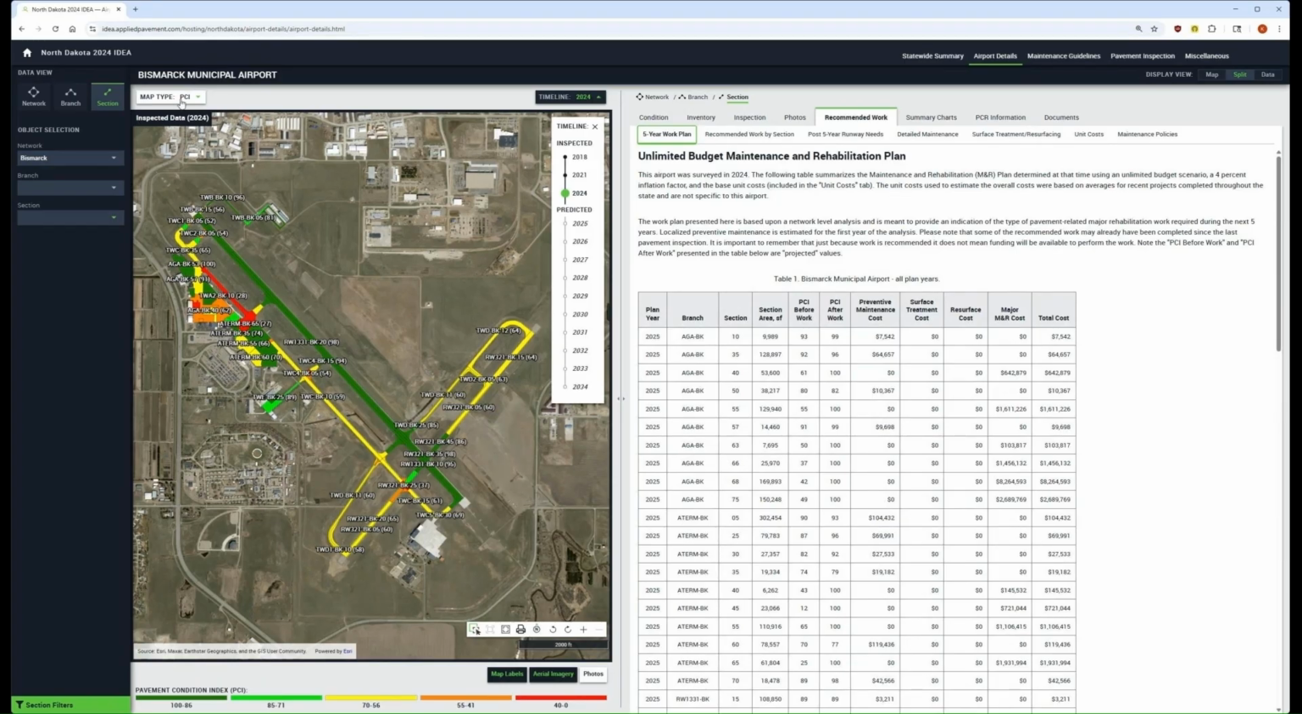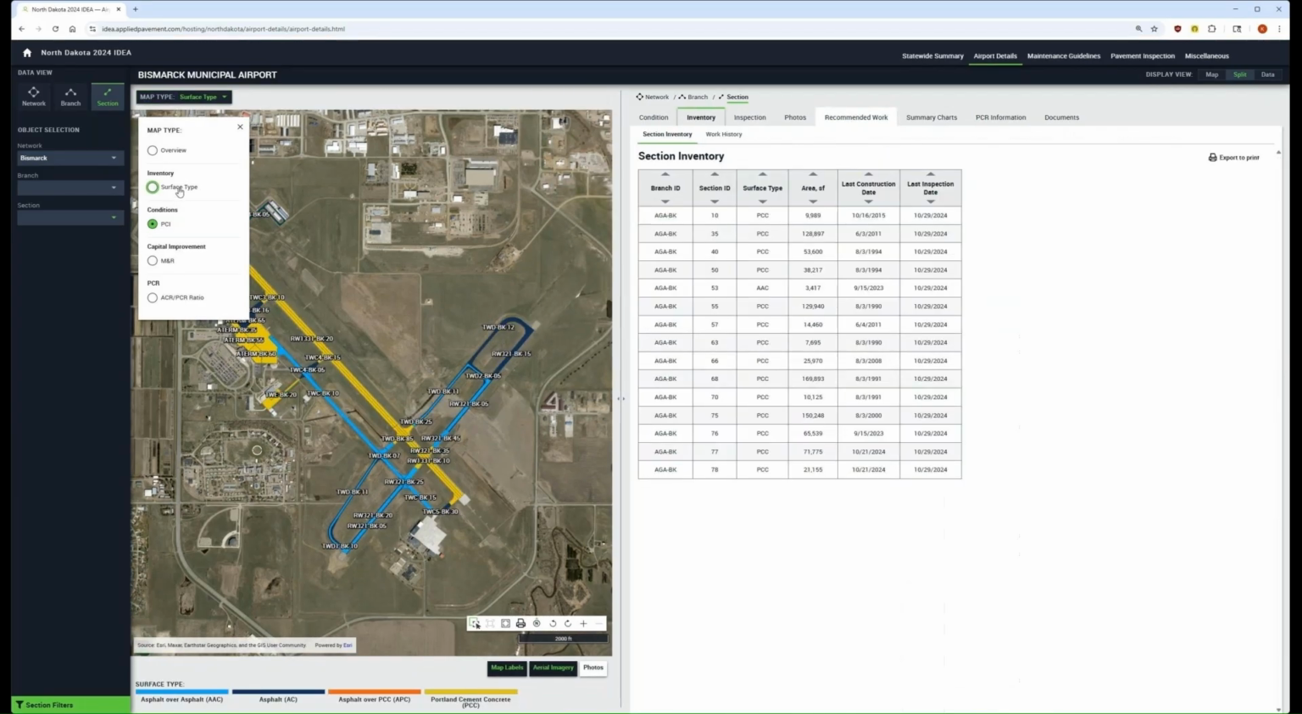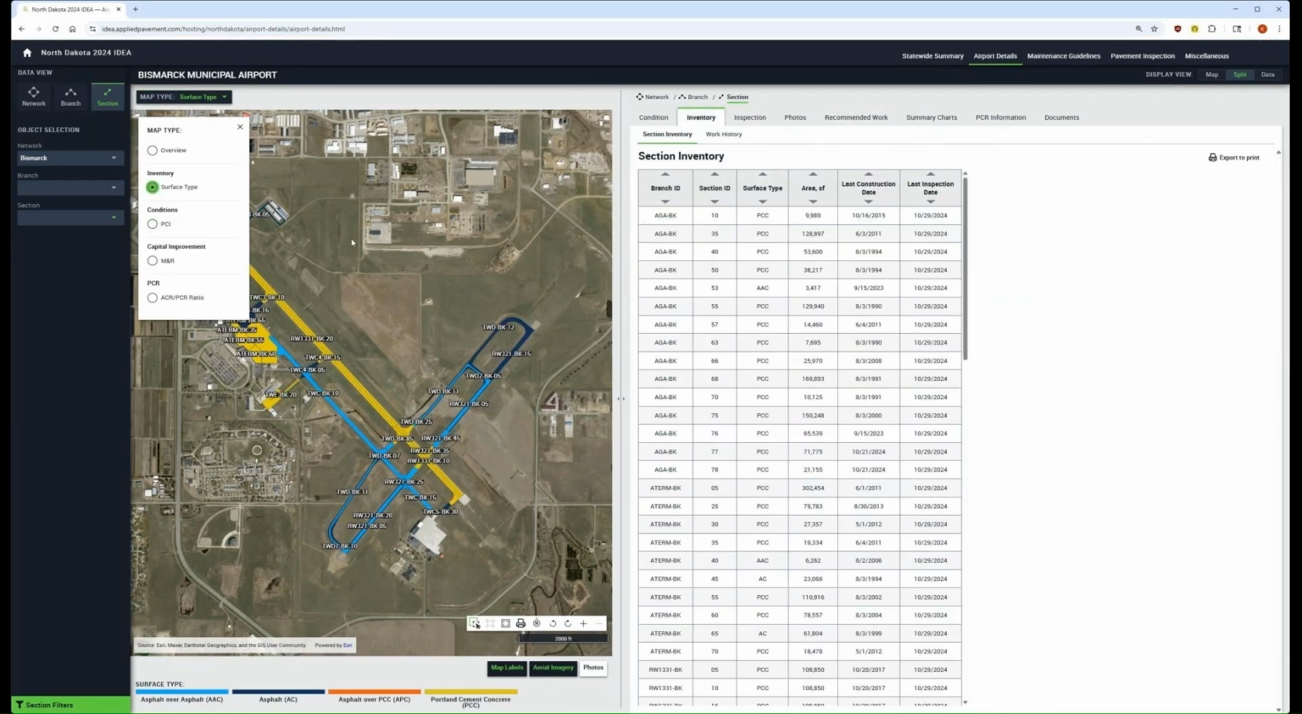I would also add that at the section level, there are some additional map types available. If you want to see the pavement surfaces out of the 4 main surface types, asphalt, asphalt overlaid on asphalt, Portland cement concrete, or asphalt overlaid on Portland cement concrete, you can see a representation of that on the map by switching the map type.